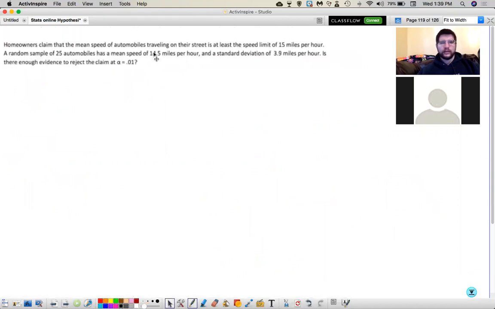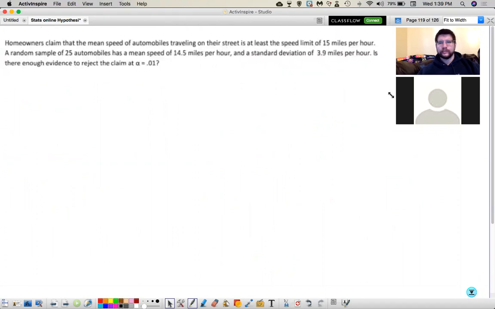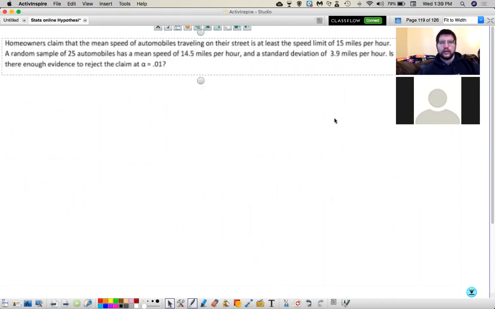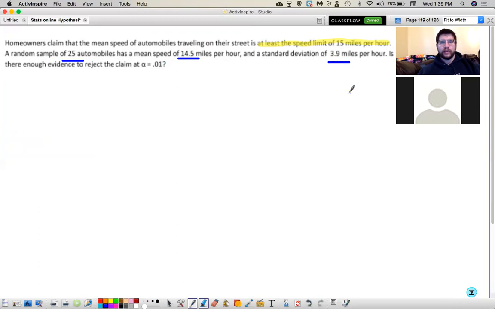All right, let's see what we got going on. Okay, homeowners claim that the mean speed of automobiles traveling on the street is at least the speed limit of 15 miles per hour. So that's my claim right here, at least 15 miles per hour. Random sample of 25 automobiles has a mean speed of 14.5 miles per hour and a standard deviation of 3.9 miles per hour. Is there enough evidence to reject a claim at 0.01?